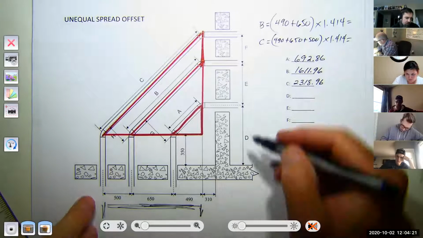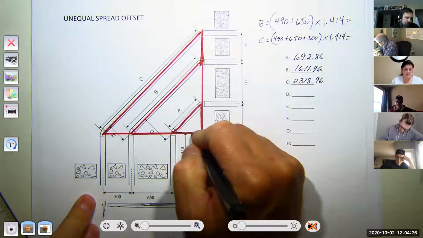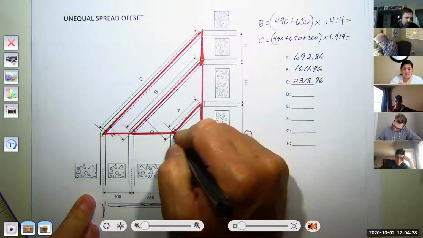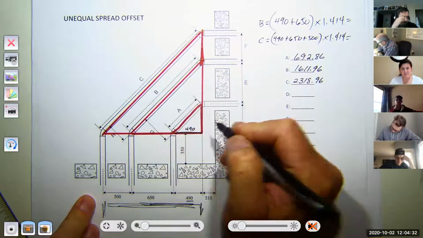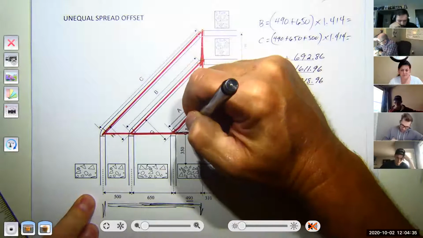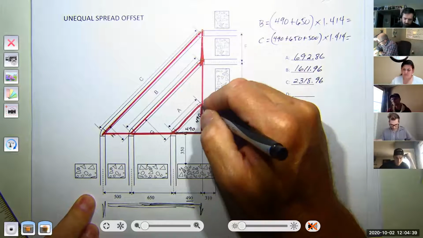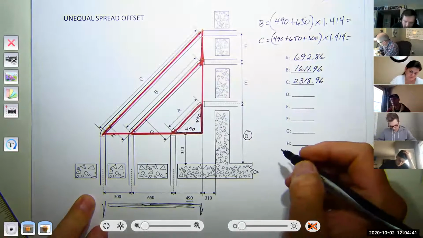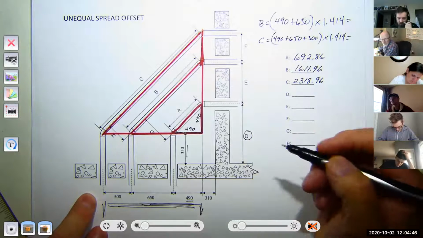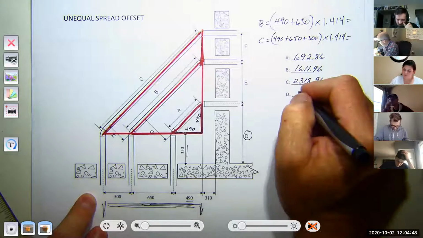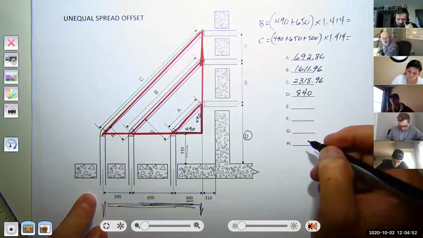D, the measurement for D over here. So we know what this measurement is. This measurement is 490 right in there, making this 490. This line, the rise and the run are always the same. And I will simply add 350 to 490 to get 840.